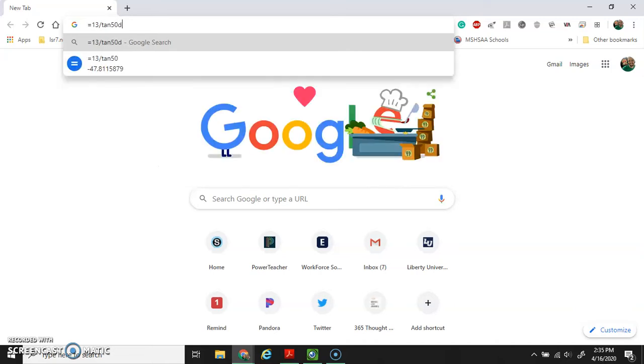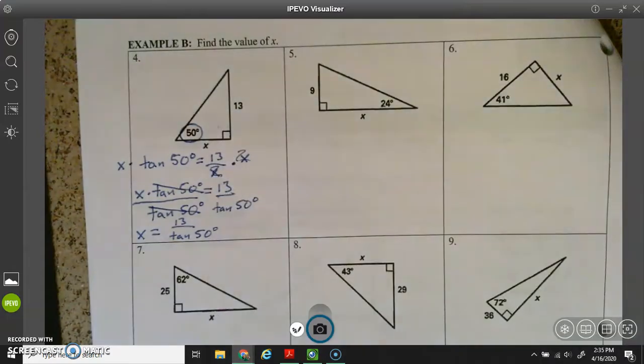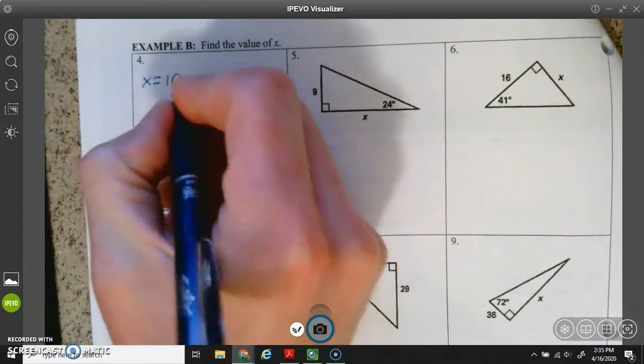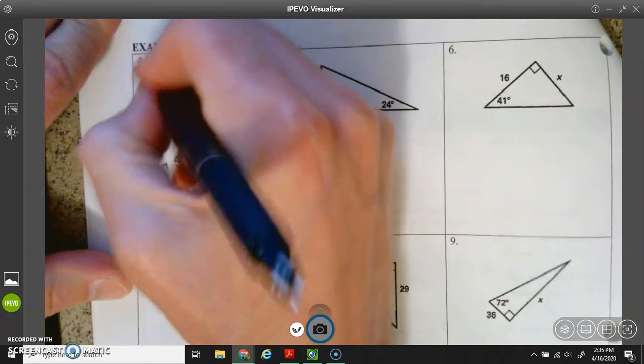Notice how I had to put in the word degrees. With tangent of 50 alone, it thinks something is different, but when you type in the word degrees, then it gives us the actual value. If I press enter, it'll give us the calculator on Google, and this is actually what we want. We want 10.908, and so forth. So this is now x approximately equals 10.9, not equals, because we're rounding.